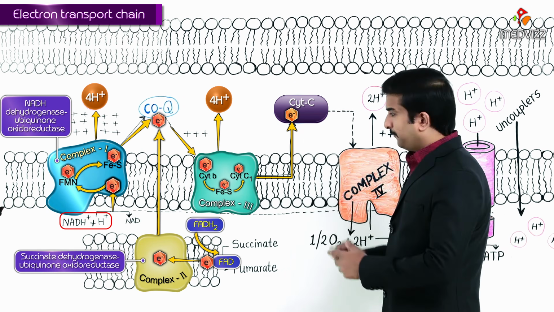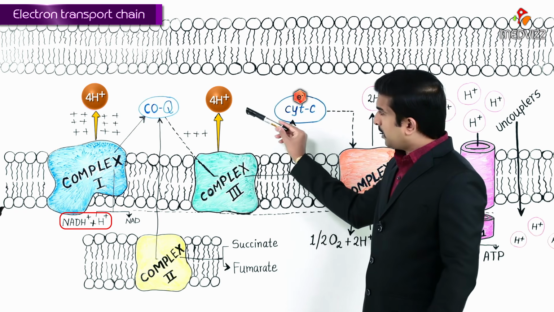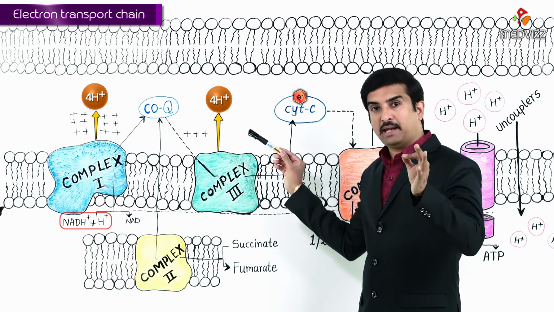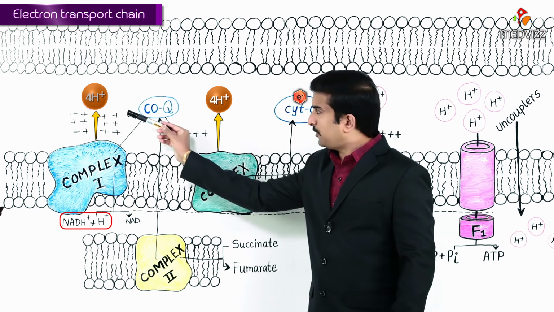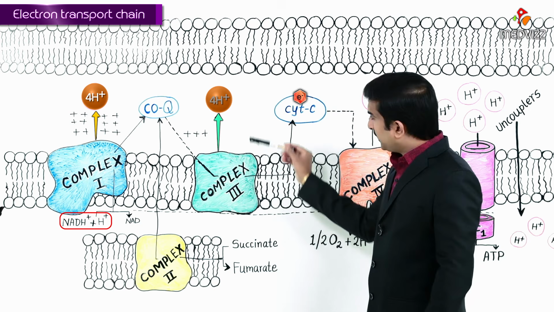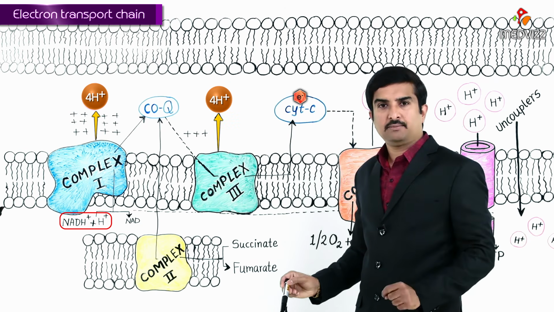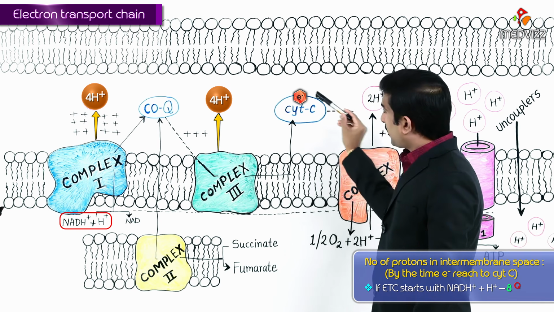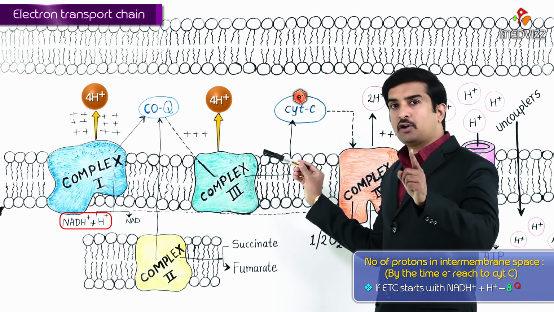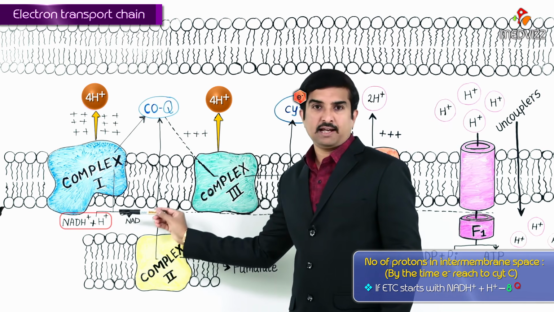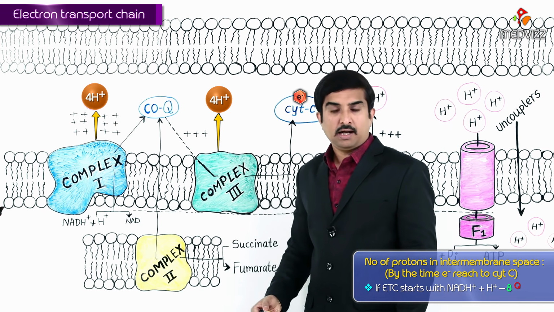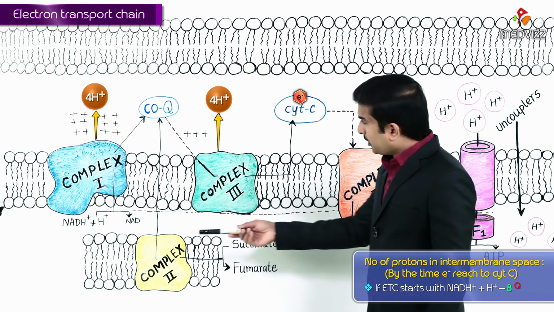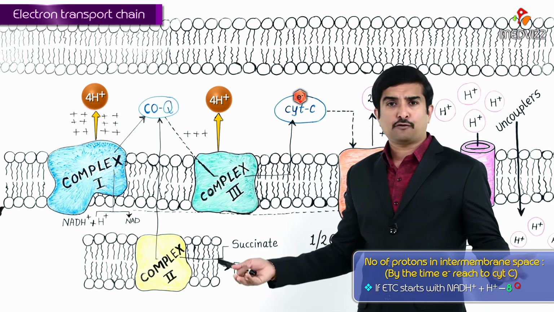Now, let's review here. How many protons are pumped into the intermembrane space if the electron transport chain begins from NADH? From complex 1, 4 and from complex 3, 4. How many protons are there? 8 protons are there in the intermembrane space when the electrons are accepted by cytochrome C if the electron transport chain begins with NADH and H+. But it is not true if the electron transport chain begins with FADH2 because protons are not pumped into the intermembrane space by means of complex 2.